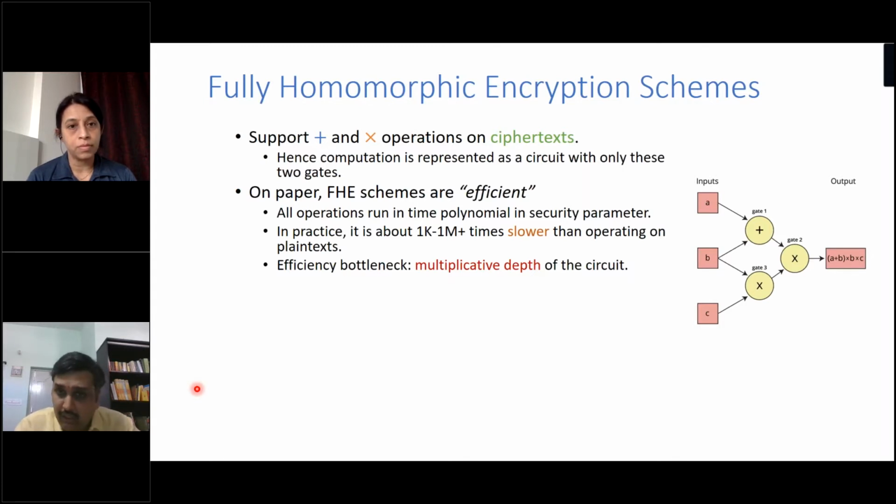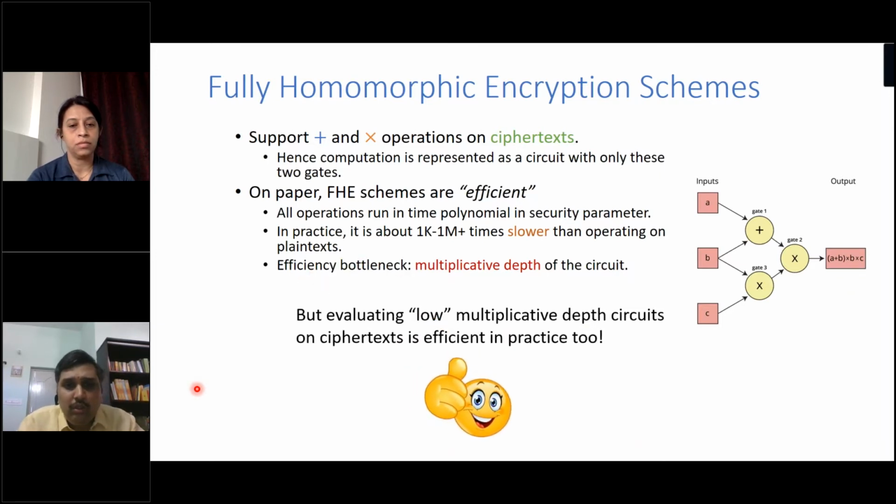And then the real efficiency bottleneck is the multiplicative depth of the circuit. What is the multiplicative depth? It's basically the number of multiplications, or AND gates, in a series. That's really the cause. But the good thing is, if your circuit has low multiplicative depth, that means you need not perform too many multiplications in series, then it's still practically efficient. So that's the hope.